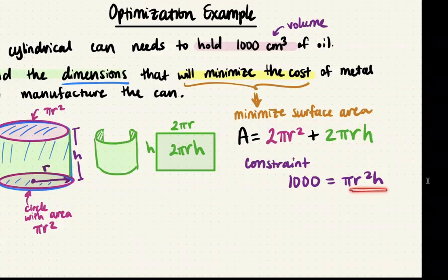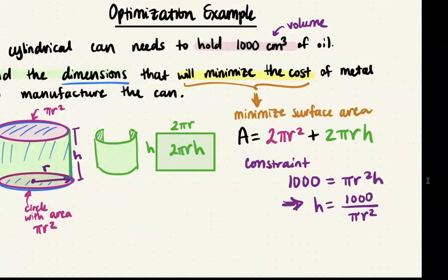It doesn't really matter which variable you choose to solve for. I tend to solve for the variable that looks the easiest to solve for. If I were to solve for r here, I would need to take a square root somewhere. That seems a little harder to me than I'd like to deal with. If I were to solve for h here, I just need to divide by pi r squared on both sides and I'm done. So let's solve for h. So here, if I divide by pi r squared on both sides, I have h equals 1,000 over pi r squared.